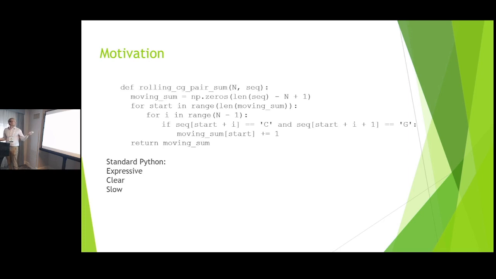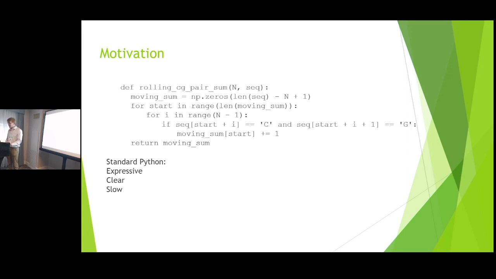So to illustrate this, we're going to look at this first code sample here. You can see it's written in standard Python, and it's pretty easy to tell what's going on. You've just got your two for loops here. You're iterating over an array, and then in the middle there you've got this if statement. And what it's doing is computing the rolling sum of consecutive C's and G's in a sequence of characters. And so it's very expressive, it's very clear, but it's also very slow.